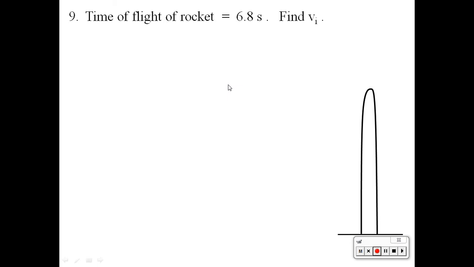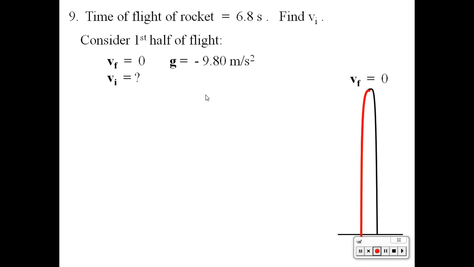Number 9 involves an air pressure rocket, which stayed in the air 6.8 seconds. We want the initial velocity. Again, we're going to consider only the first half of the flight. That gives us d sub f is equal to 0. We're looking for the initial velocity. We know g.